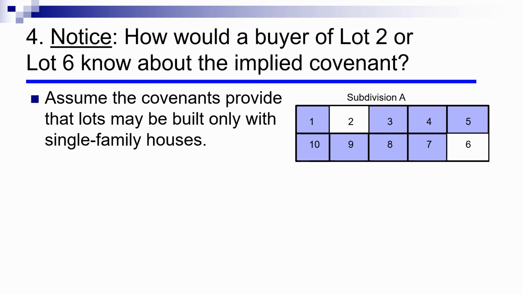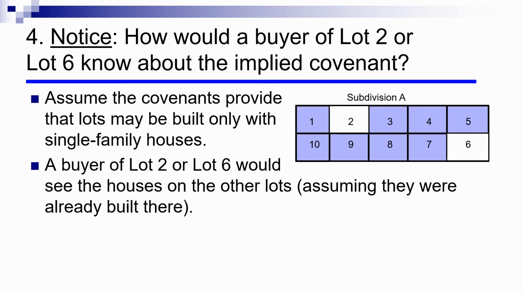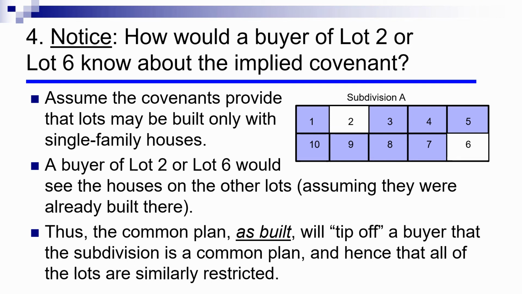Well, if you were buying lot 2 or lot 6, you would look around and see the actual houses on the other lots, assuming they were built there, and that would tell you, supposedly, oh, well, there's a common plan here, and that must mean that lot 2 and lot 6 are also burdened by the covenants, even though they're only implied on those particular lots. So the common plan as built, as actually developed on the ground, is thought to tip off a buyer that the subdivision is a common plan, and therefore that all of the lots are similarly restricted.